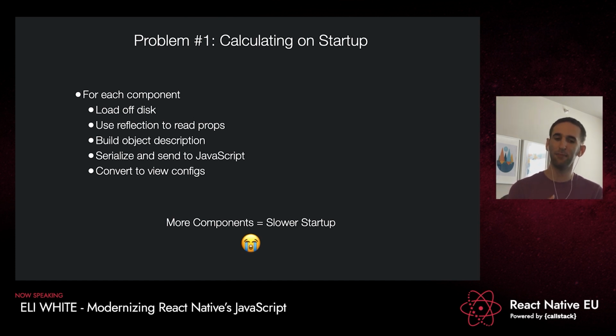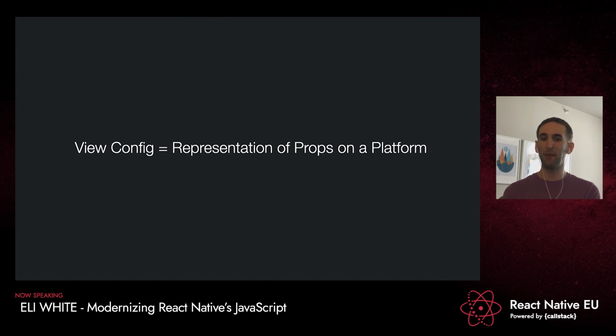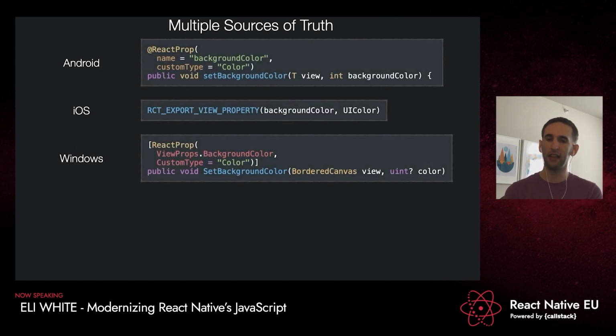And it's that a different platform might have a different definition of the props for the same component. So a view config is the representation of props for a given component on a specific platform. If we look at the different ways that we might write these props on these different platforms, you'll see that we have different ways of defining them that are similar but different.